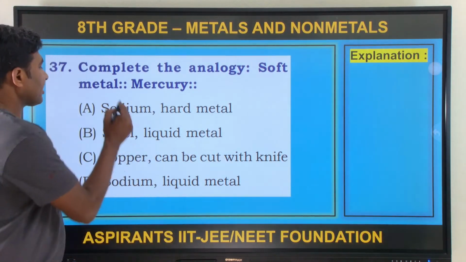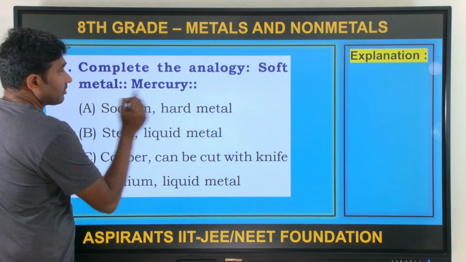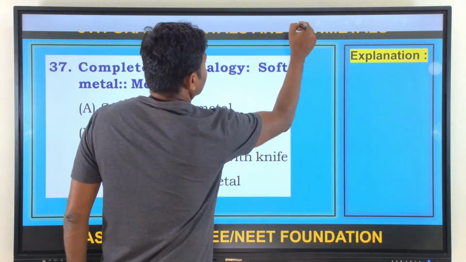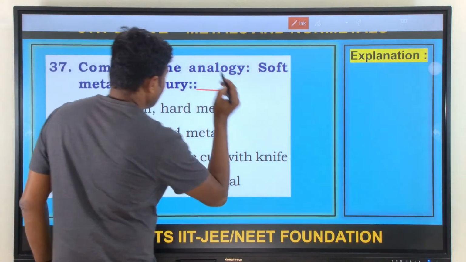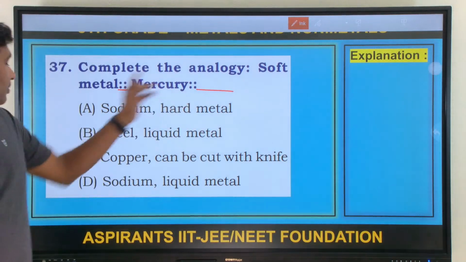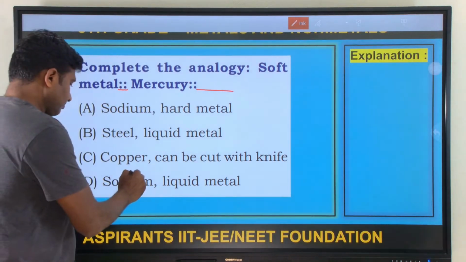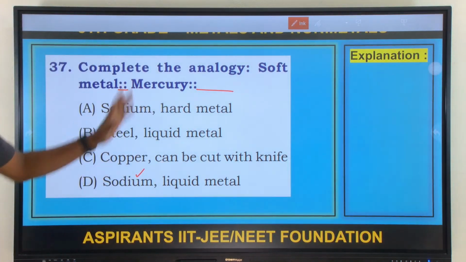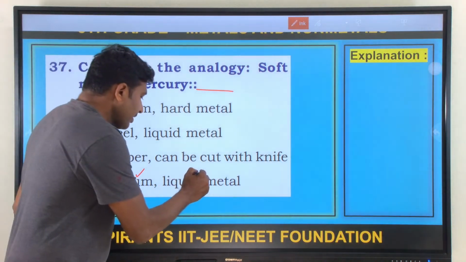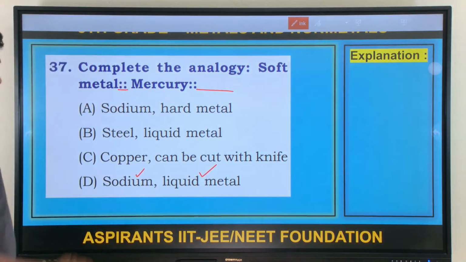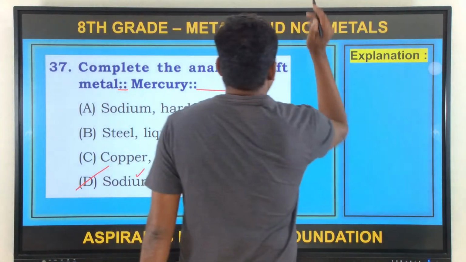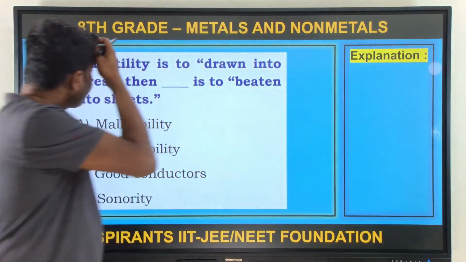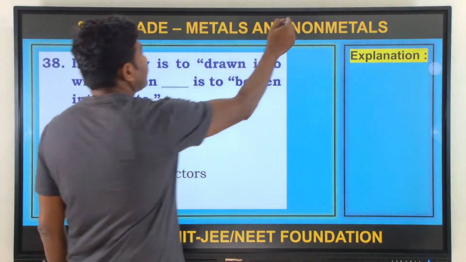Mercury, here just imagine this is a dash. Soft metal is sodium. Mercury is what state of metal? Liquid state of metal. So which option is correct? Option D. Now we go to the next slide, 38.